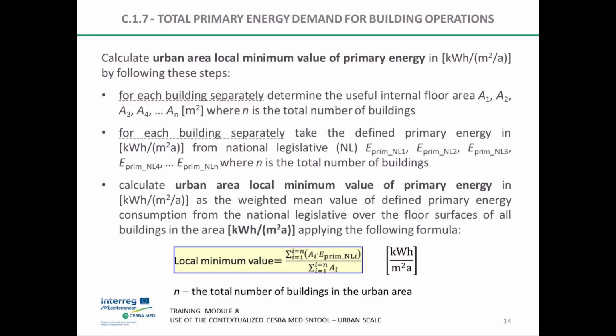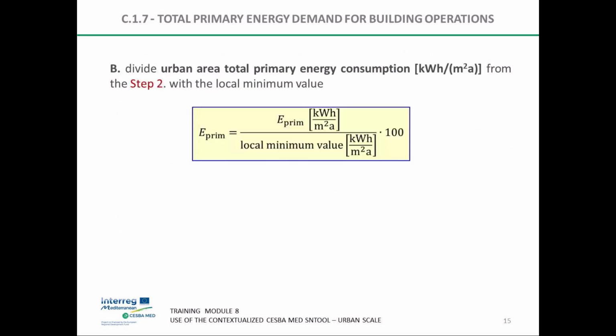And then by taking the primary energy from the national legislation. We calculate the urban area local minimum value as the weighted mean value of the defined primary energy consumption from the national legislation over the floor surface area of the buildings in the area, applying the formula shown. Then we divide the urban total primary consumption from step 2 with the obtained local value.